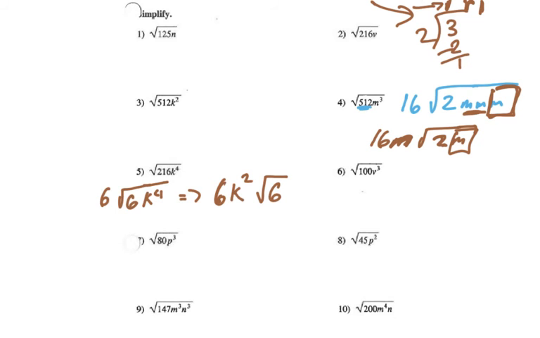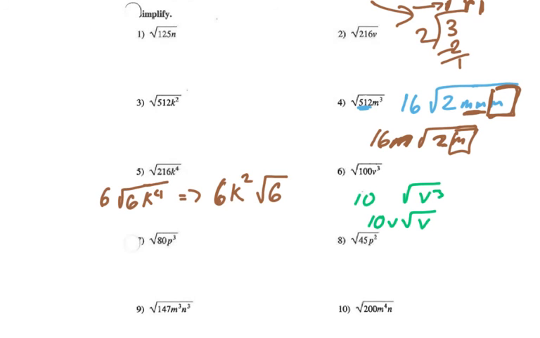Now, on number 6, I'm wanting to do this on another page, but this is so easy. The square root of 100 is just 10, and then we're left with v cubed. Again, if you divide, 3 divided by 2 is 1, remainder 1. So this becomes 10v square root v.